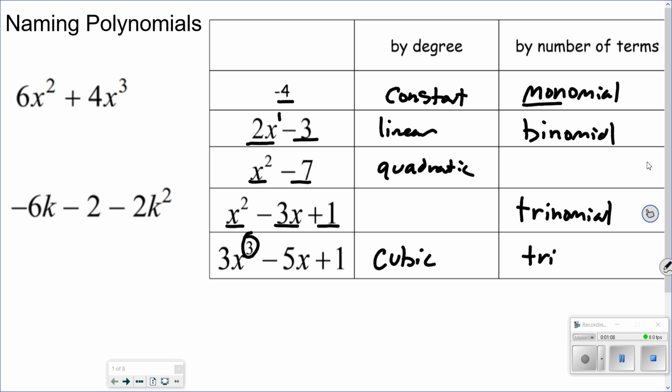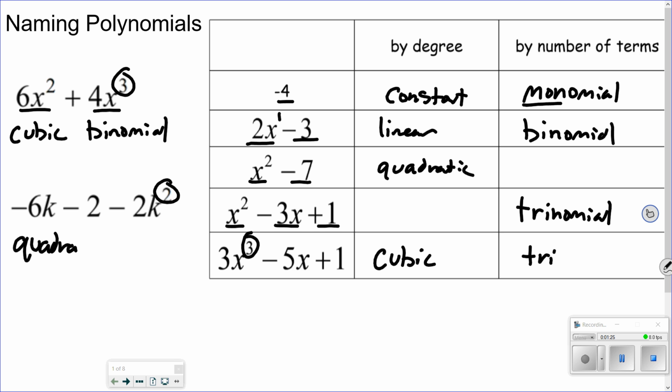So if you look at this problem, like name these polynomials, well, by degree, the highest power is a 3, so I say it's a cubic. By the number of terms, it's got 2, so I call it a binomial. This one, the highest power is a 2, so it's a quadratic. And it's got 3 terms, so we call it a trinomial.